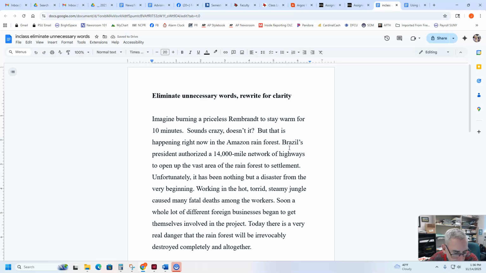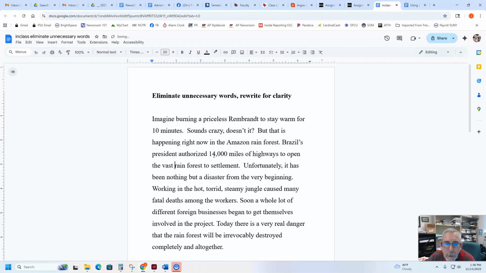Authorized, you could get rid of the word authorized, but I'm going to leave it there for now. A 14,000-mile network. How about 14,000 miles of highway? Not a network of highways, just highways, because that becomes a network on its own. 14,000 miles of highways to open up, just to open, vast areas of the rainforest. How about open the vast rainforest to settlement? Good.